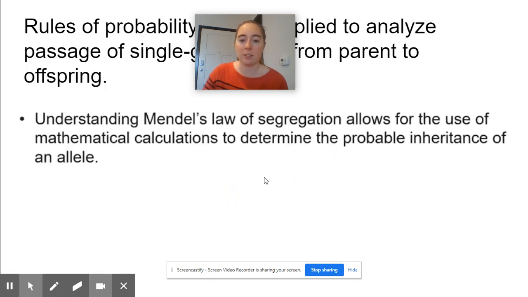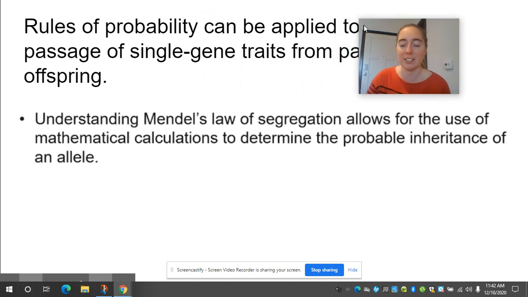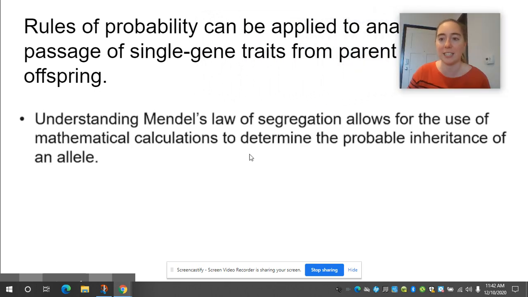So understanding Mendel's law of segregation allows us to use mathematical calculations. For some people this is their favorite, or you really don't enjoy this. This is where we're taking it from being more of a basic biology of understanding a Punnett square and now applying these math calculations to really figure out what is your chance of inheriting a particular disorder. This is something that genetic counselors often do. And it is a class that I'm hoping to offer next year, a genetics class. So if you are really interested in this, I would love for you to take it even though you're in AP Bio, unless you're a senior and you're leaving us at the end of the year.